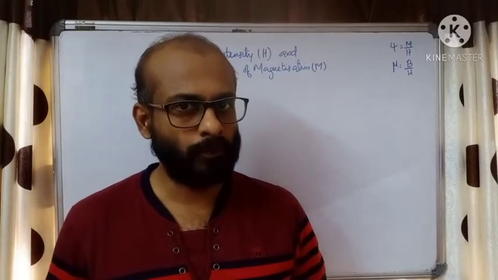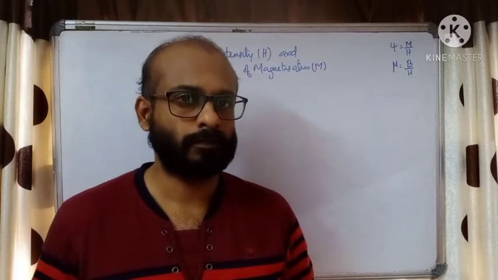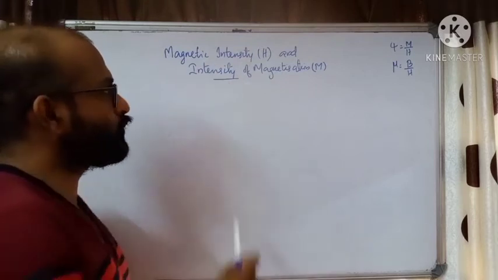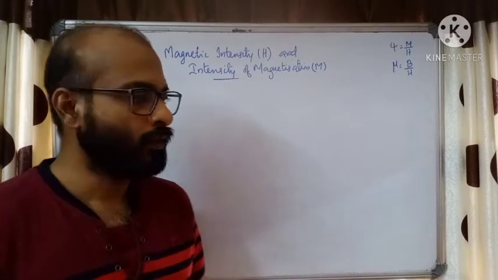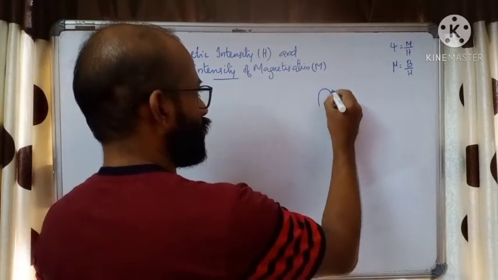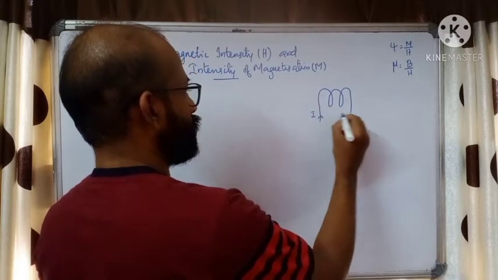Today we are going to see a few vectors related to magnetism. So in the heading you can see magnetic intensity and intensity of magnetization. Now let us consider a solenoid, a solenoid through which current is flowing. Let I be the current carried by the solenoid in this direction.